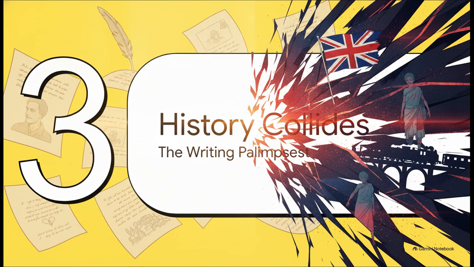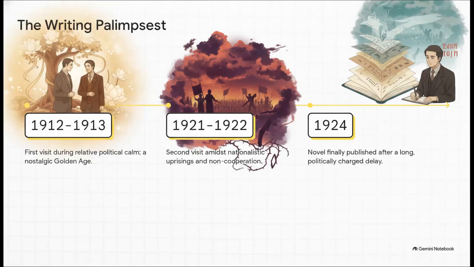All right, part 3. History collides with fiction. This is where the real world actually violently crashes into the writing process. Remember how we called this book a palimpsest? Well, that's because it was written across 12 years of explosive historical change.